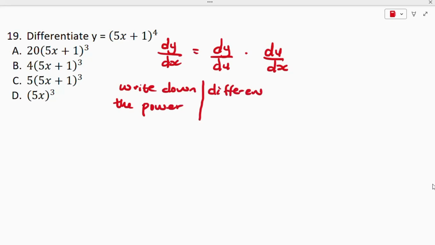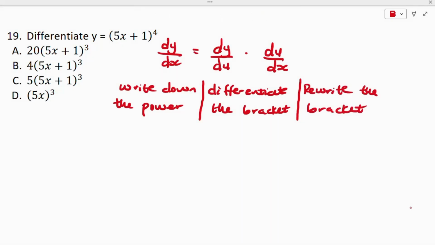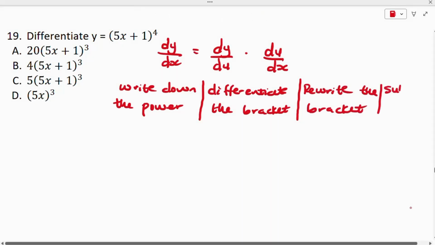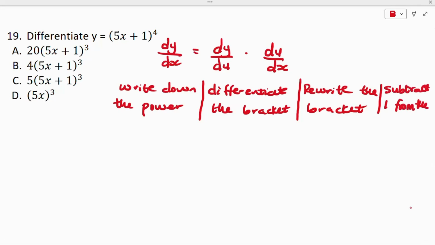Differentiate the brackets. Then rewrite the brackets. And lastly, subtract 1 from the power. So this is the rule. I'm going to apply the second rule before applying the first rule. So for the first rule, we write down the power. We have the power to be 4.